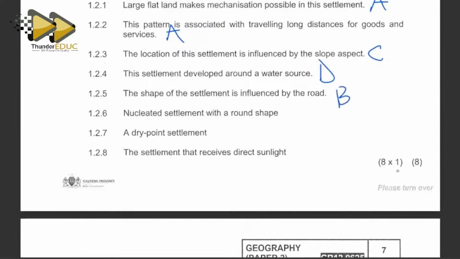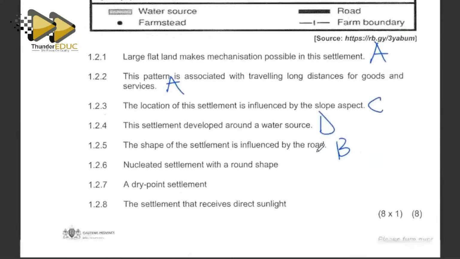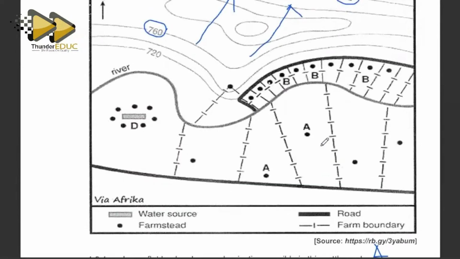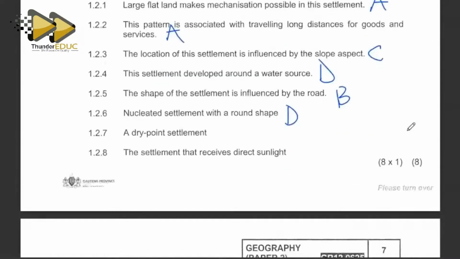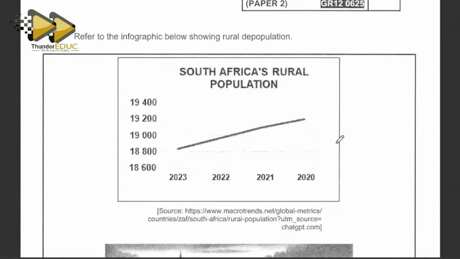Then a nucleated settlement with a round shape. A round shape, we've seen it already. Nucleated and with a round shape is at D. Then a dry point settlement. A dry point settlement, we are looking at a settlement which is established away from water for the risk of flooding. If you check, settlement B is located further away from the river here. So it's a dry point settlement. A settlement that receives direct sunlight, like what we talked about with slope aspect, it's C. Right, we move on to the next question.